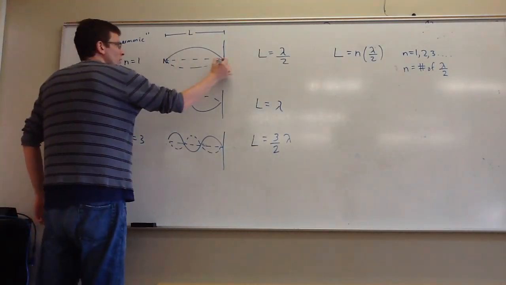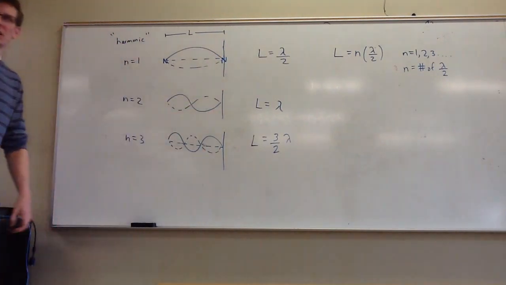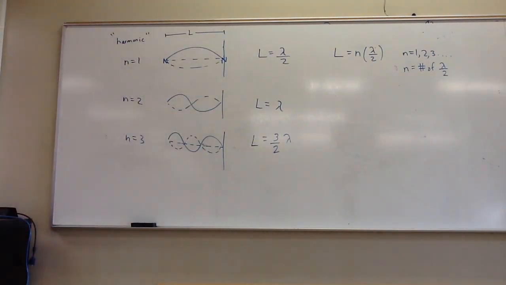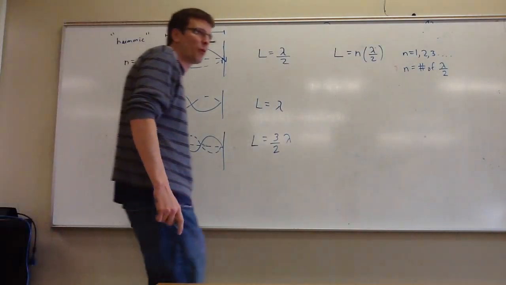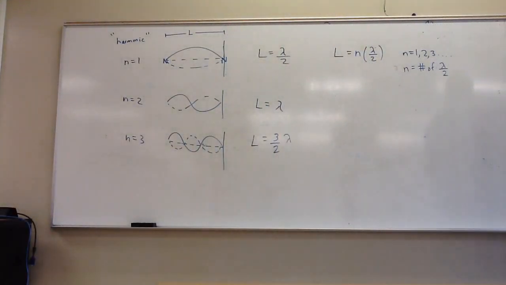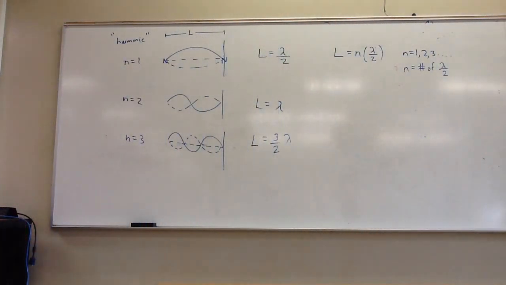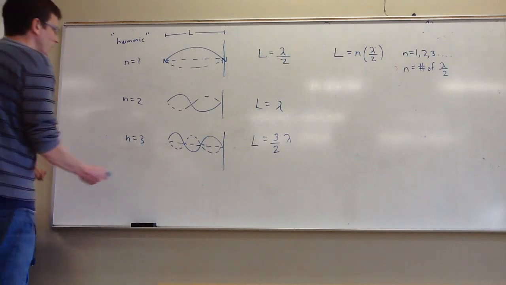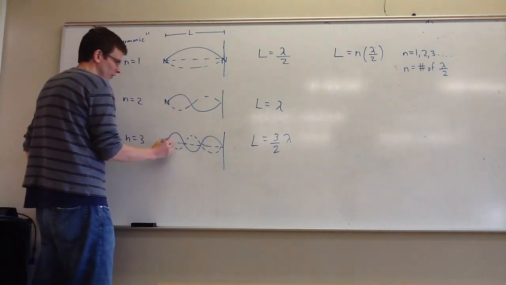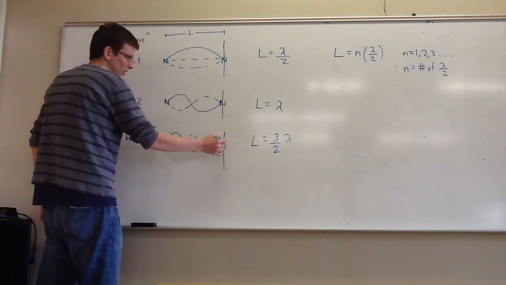Here, if both ends of the string are fixed, they're both held down, then they both have to be nodes. They have to obey the fact that the string can't move on the ends. It can move in the middle, up and down, should it wish to do so, but it can't move on the ends. So we can't just put anything willy-nilly on here. We have to make sure that whatever wavelengths we put on here, it will put a node on both ends. So we have to have nodes on the ends.